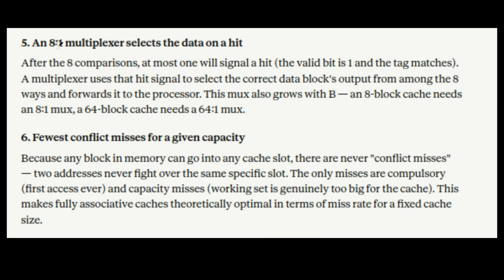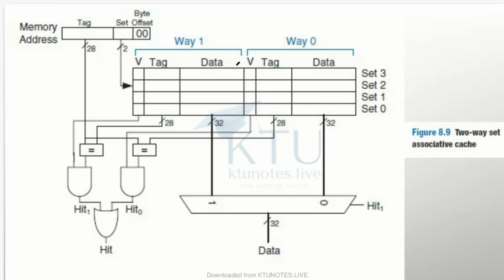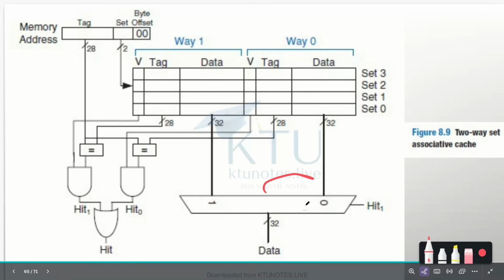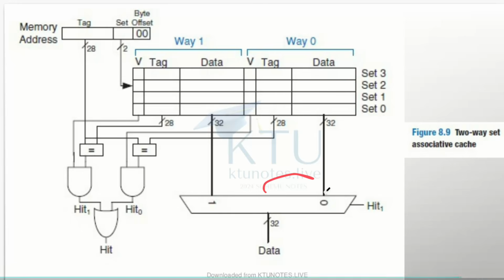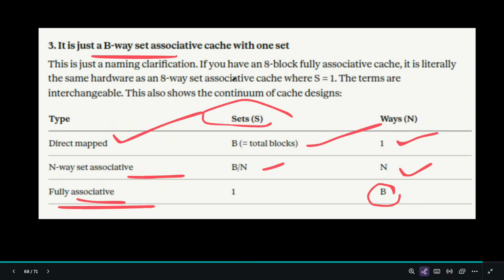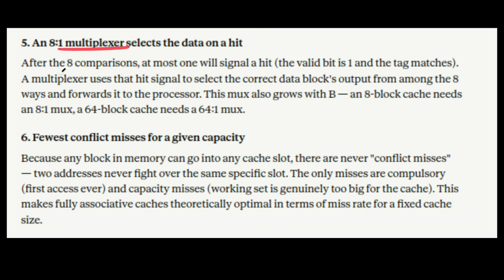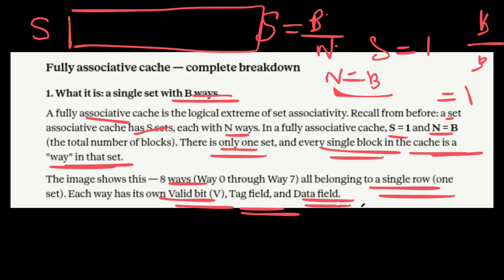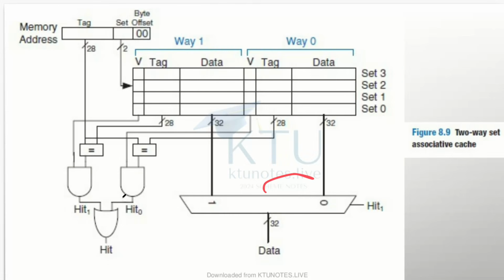Now there is an 8:1 multiplexer, like here in our two-way set associative diagram you can see this multiplexer. In the earlier video I said comparator, I think it's an error, it's actually a multiplexer. This multiplexer decides the data, right? In 8:1, after 8 comparators at most 1 will signal a hit. The multiplexer uses that hit signal to select the correct data block output among these 8 ways and forward it to the processor.